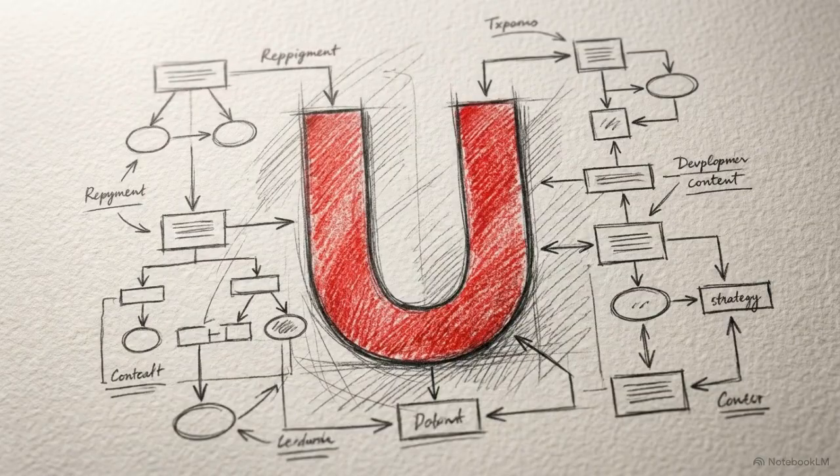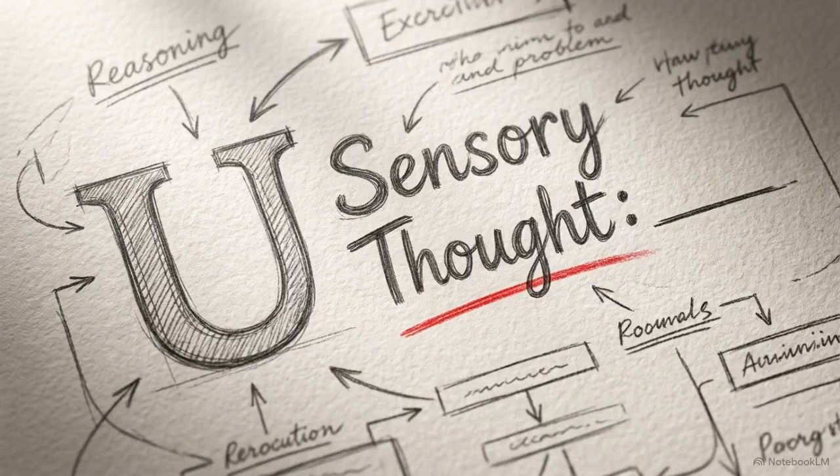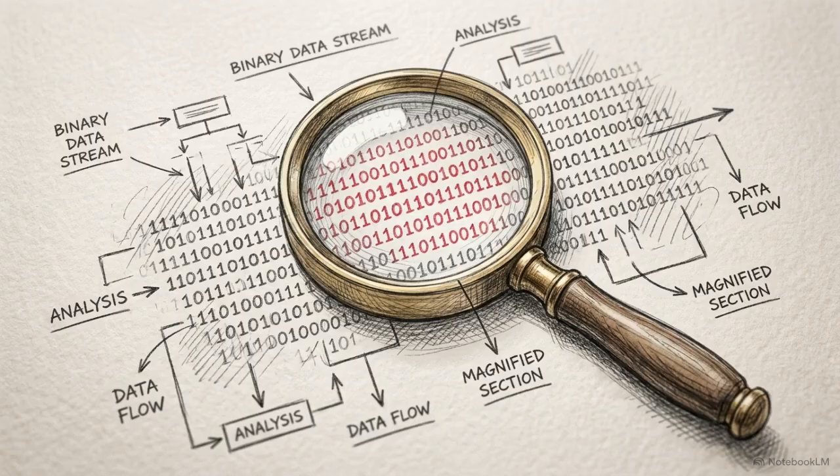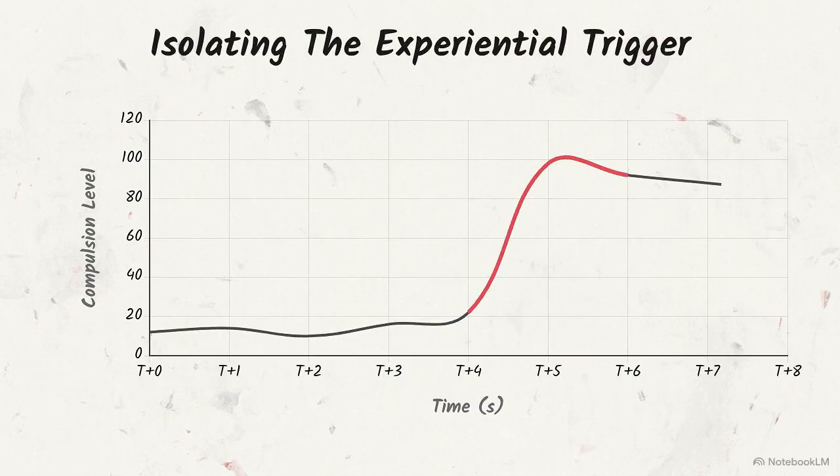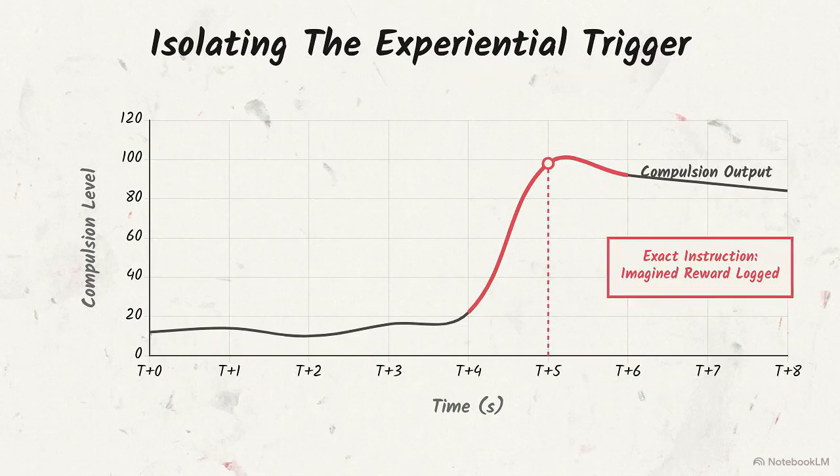Now we apply the U in UDM, which stands for understand. On your paper, write down the specific sensory thought you experience. Do not judge yourself. You aren't evaluating your character, you are simply auditing your mental code. Identifying this sensory thought isolates the precise moment where you lose control. It reveals the exact instruction your brain uses.